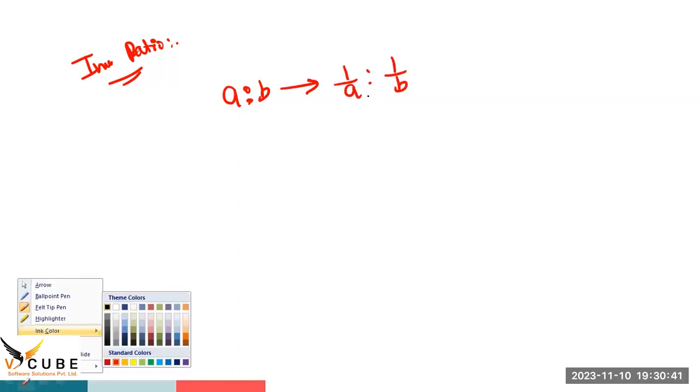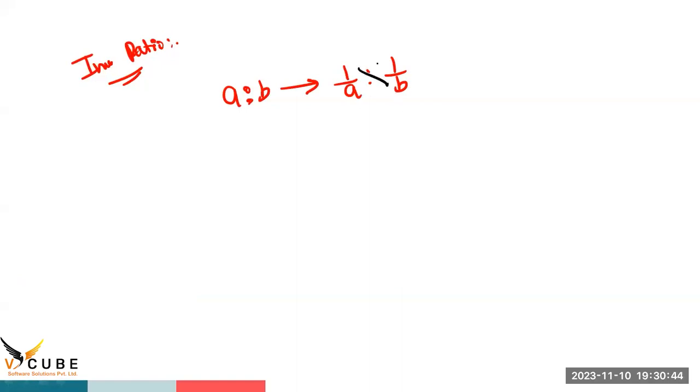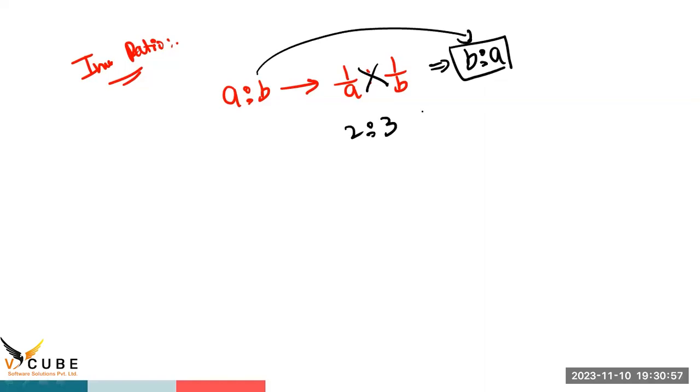And the last point here, it's a very important one: the inverse ratio. For example, for A:B, the inverse ratio is 1/A:1/B. Just cross multiplication, and then the answer is B:A. A:B, the inverse ratio is how much, guys? B:A. And for example 2:3, the inverse ratio is how much, guys?